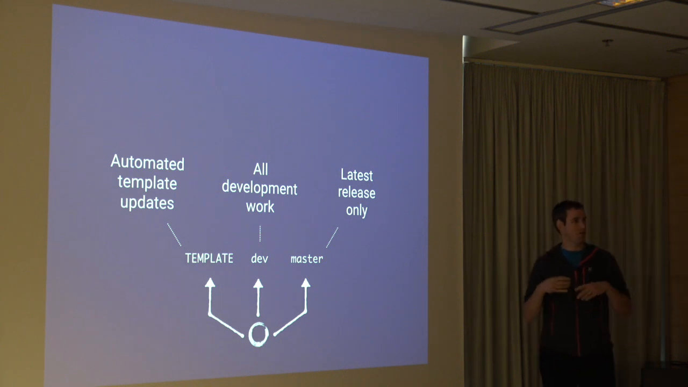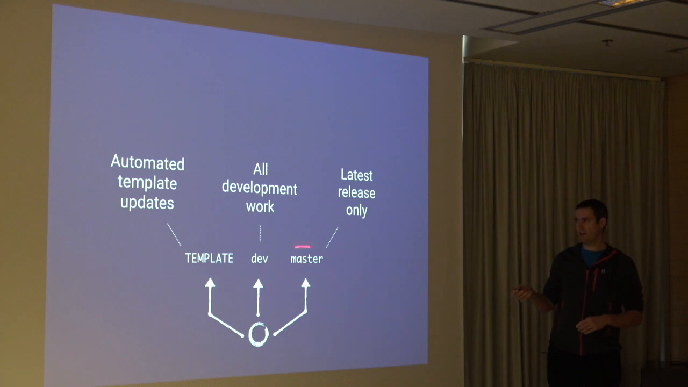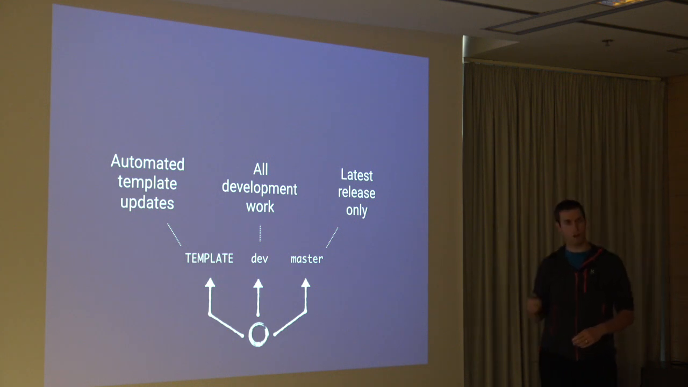Some of the tests that run on Travis and stuff check for these things. So if you try and open a pull request from your fork directly against master, it will immediately fail. Only pull requests from dev are allowed on the master branch.